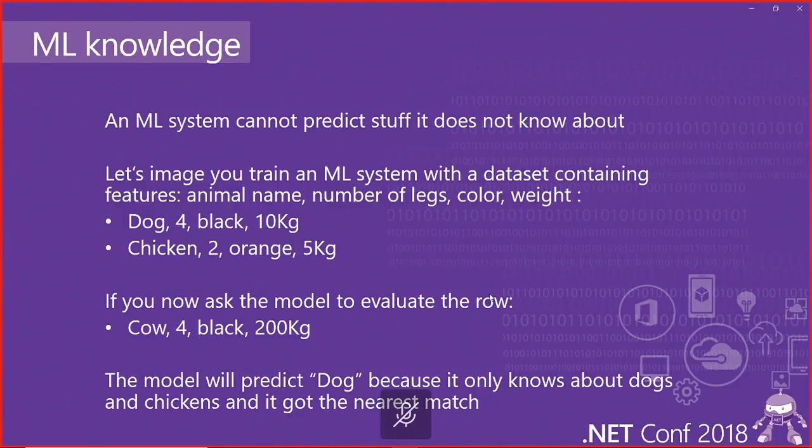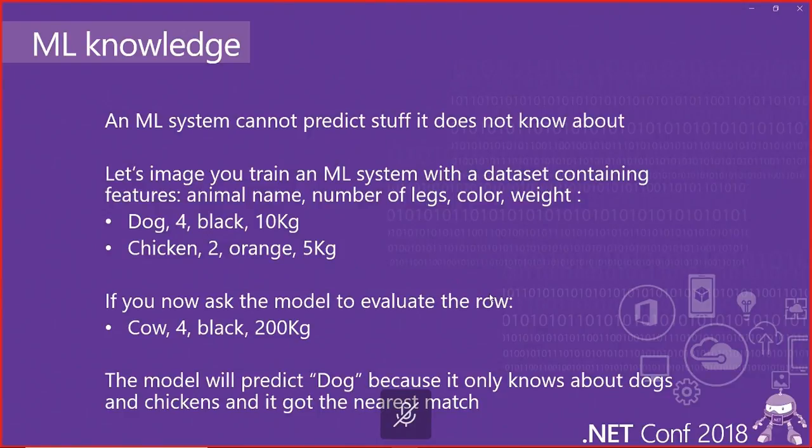One other important thing, related also to the amount of data, is that machine learning cannot predict stuff it doesn't know about. What does it mean? Let's imagine we want to classify animals, and we train our system with just two data points, with attributes name, number of legs, color, and weight.